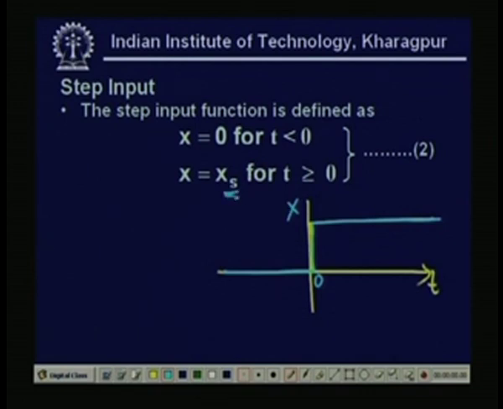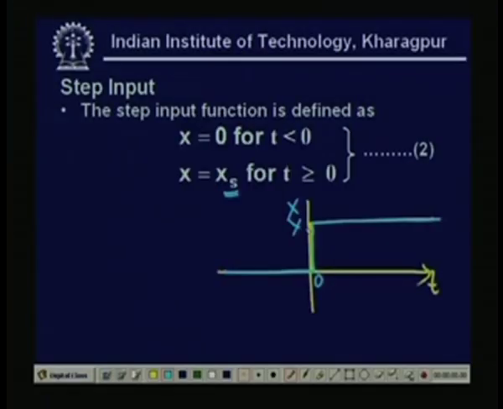Xs, I want to signify the steady state value, because this will be the steady state value of the input. I want my output to be always exactly equal to xs, because if it is xs, I can say it is the steady state value, right.